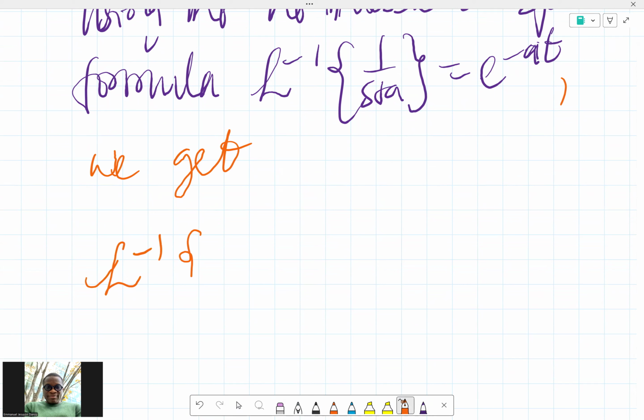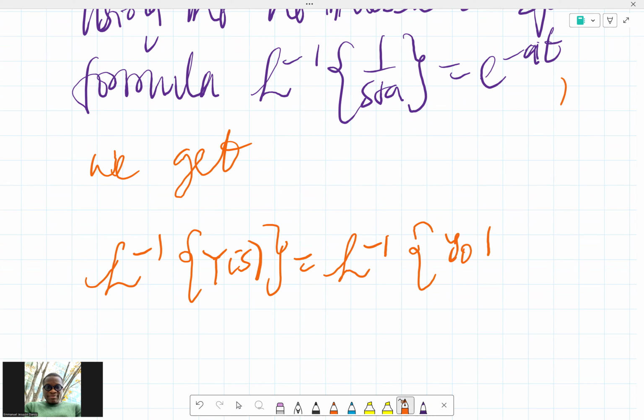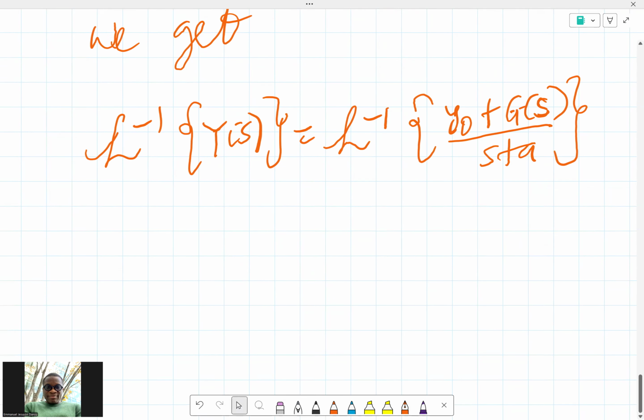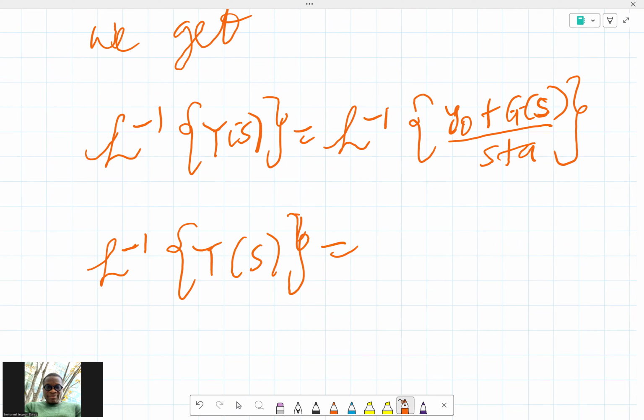Laplace inverse of y of s equals the Laplace inverse of y naught plus g of s, all over s plus a. So we can tidy things up there. So this is like Laplace inverse of y of s. Of course, we know that's just going to be y of t. So I'll just still write this out.